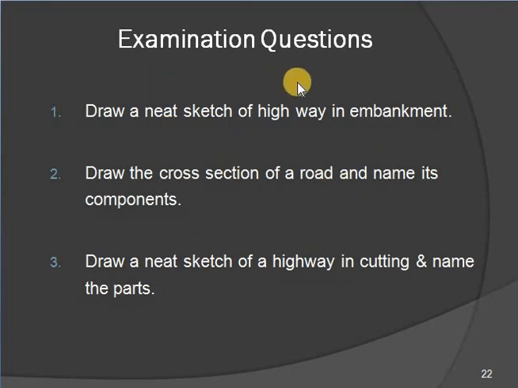Examination questions: draw a neat sketch of a highway in embankment. We have shown the diagram. Next, draw the cross section of a road and name its components; how the road will be and the component parts we have to mention. And next, draw a neat sketch of a highway in cutting and name the parts. We have just seen the previous diagram. So write these answers and make the notes.